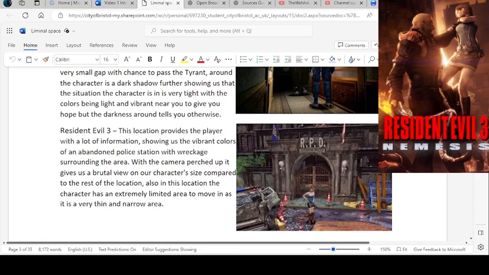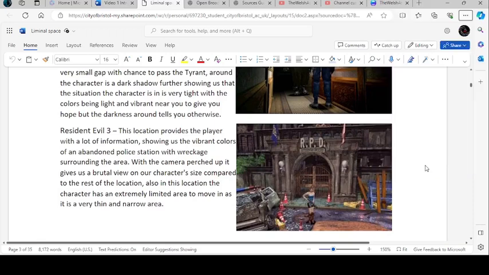Resident Evil 3. This location provides the player with a lot of information, showing us the vibrant colours of an abandoned police station with wreckage surrounding the area. With the camera perched up, it gives us a brutal view on our character's size compared to the rest of the location.